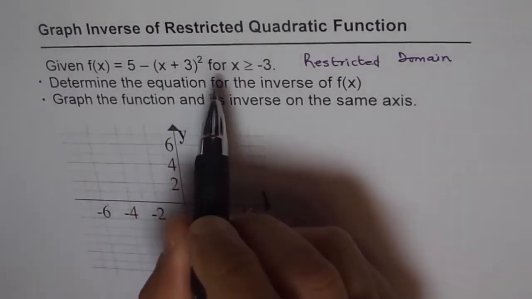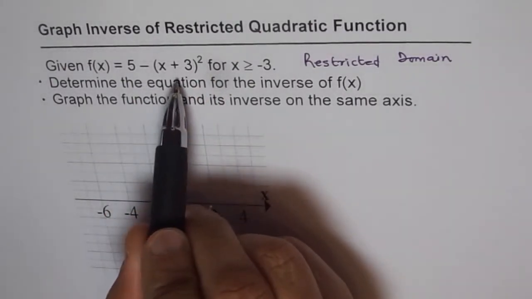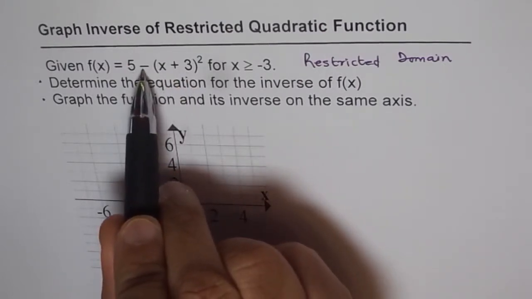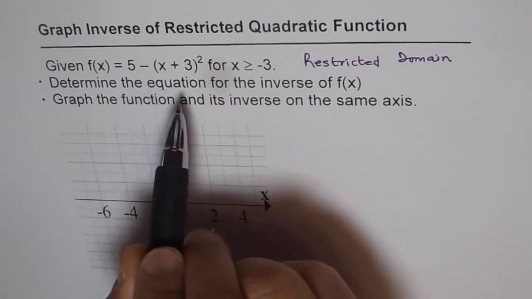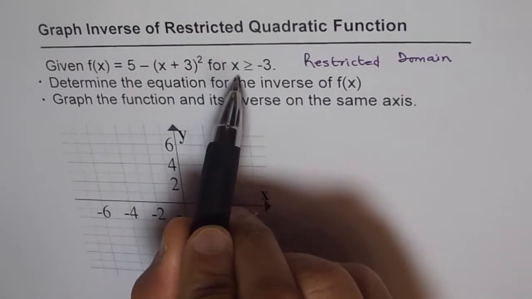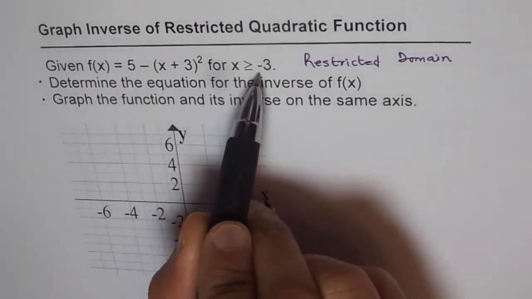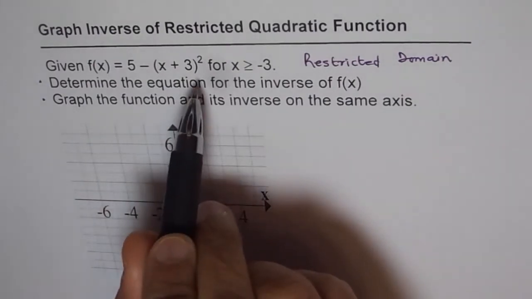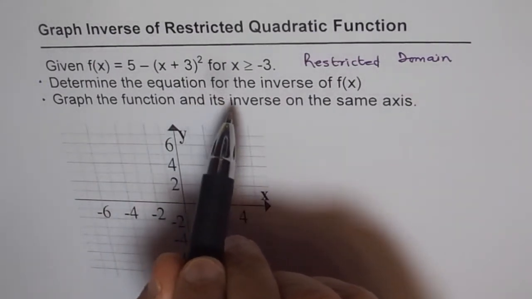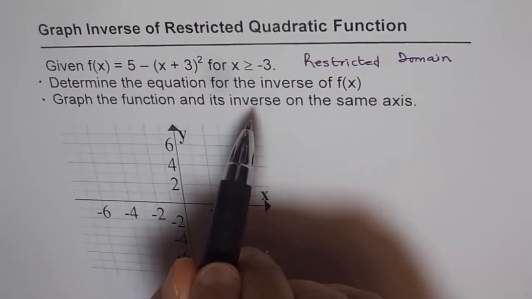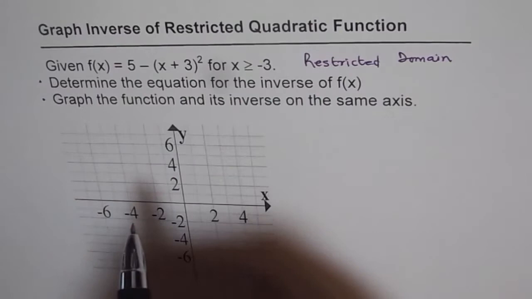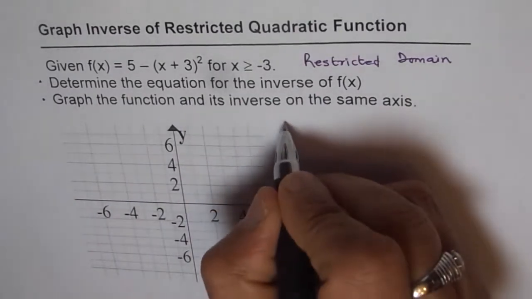If you see this, your vertex is at minus 3 and 5. The function is opening downwards because of this minus here. And now your domain is restricted: x is greater than or equal to minus 3. So let's start by graphing this function first and then get back to finding the inverse equation. It is going to help you understand the problem better. So let's see how to graph this function. We know the vertex.